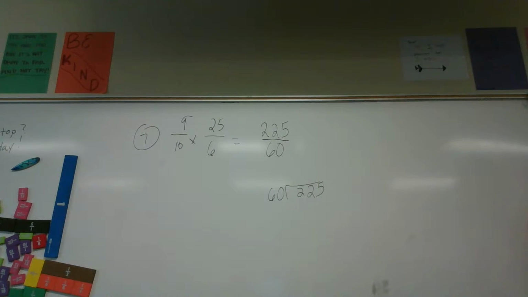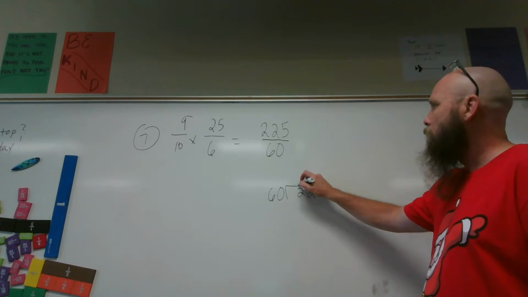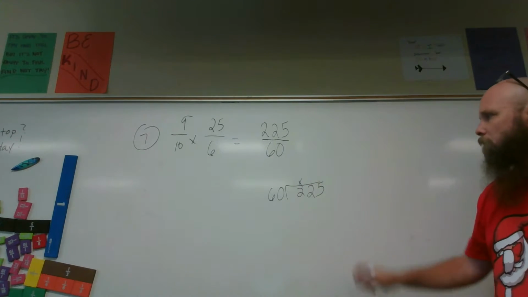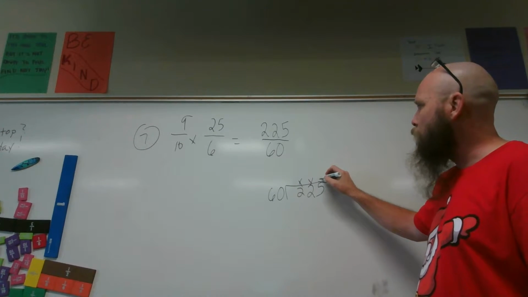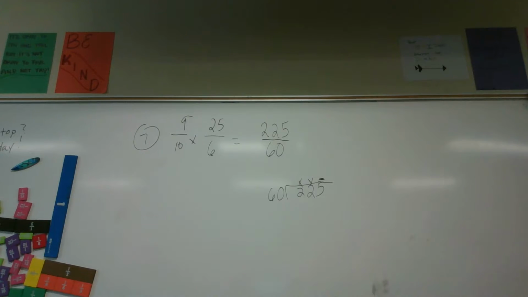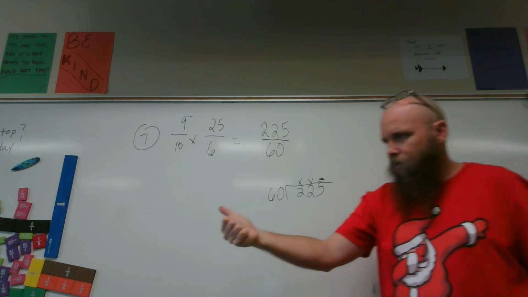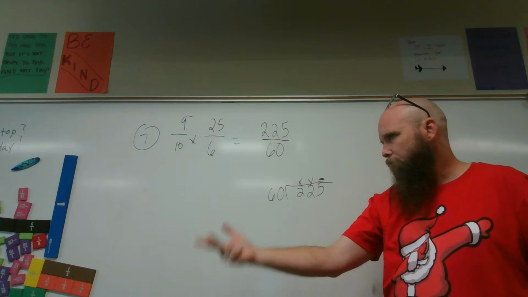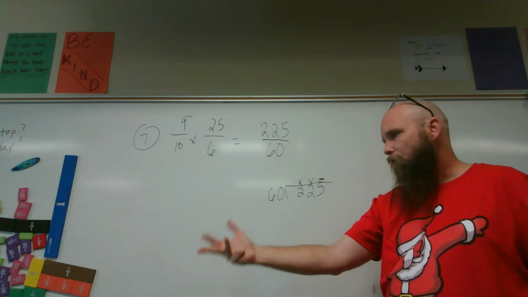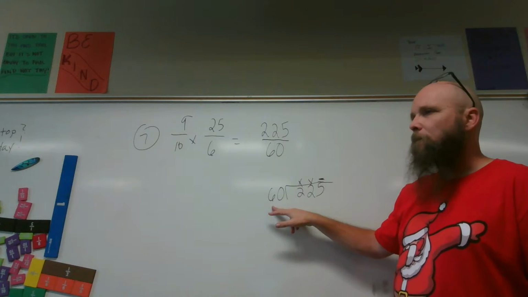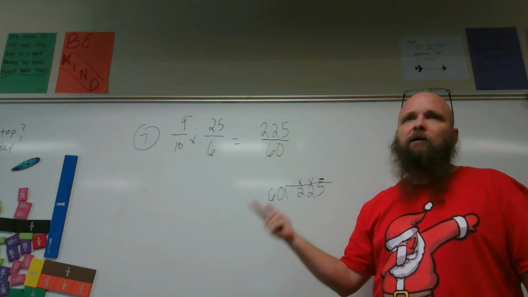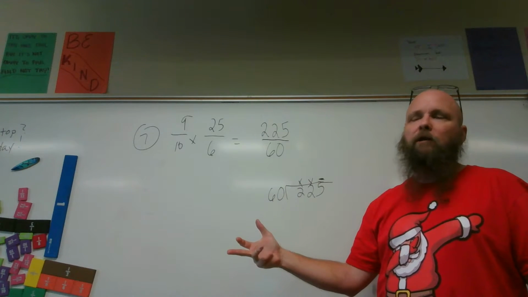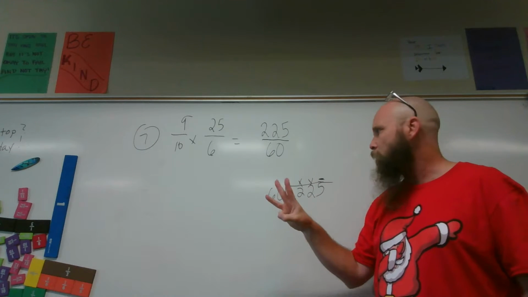Does 60 go into 2? No. Does 60 go into 22? No. Does 60 go into 225? Yes. That means my quotient is going to be 1 digit. Can you count by 6s? Okay, so 6, 12, 18, 24. So 240 would be too big. If I'm counting by 6s, I can count by 60 as well. 60, 120, 180, 240. Well, 240 is too big, so I need to go back to 180.